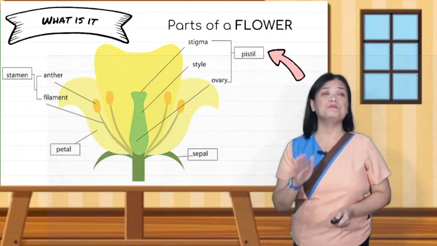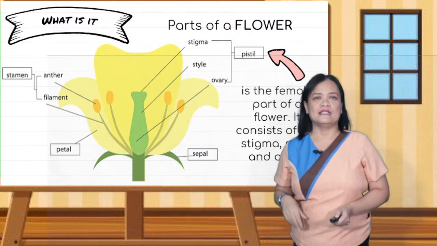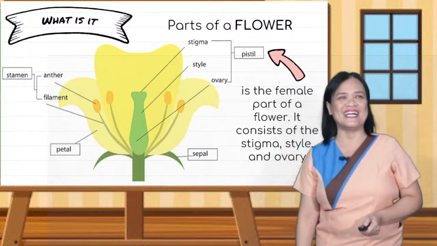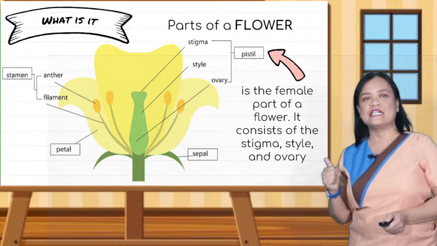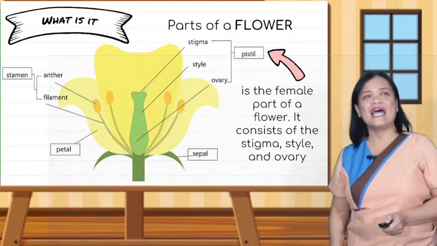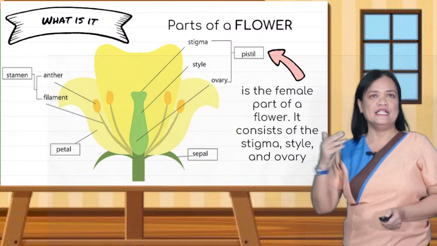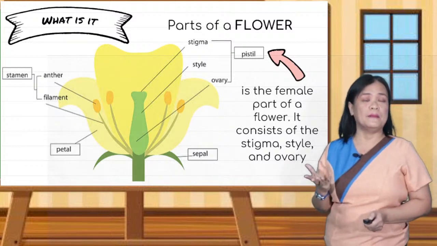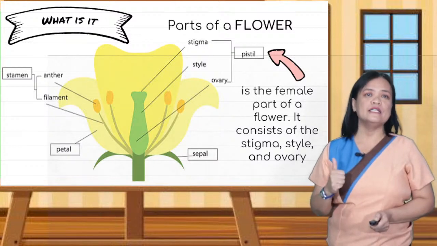Now we move on to pistil. Pistil is the female part of a flower, which is why I put a pink arrow. It consists of the stigma, style, and ovary. Earlier it was the stamen; for the female, it is the pistil. It is the female part of a flower, consisting of stigma, style, and ovary.